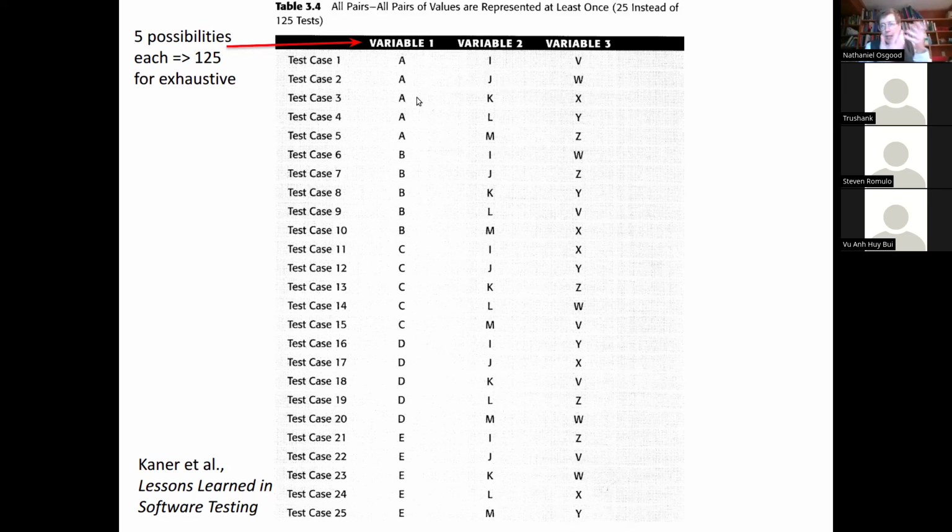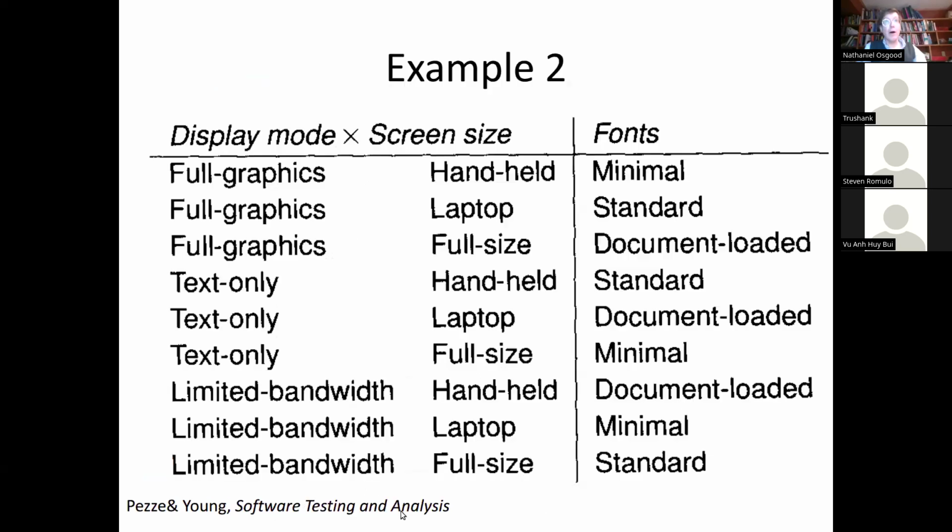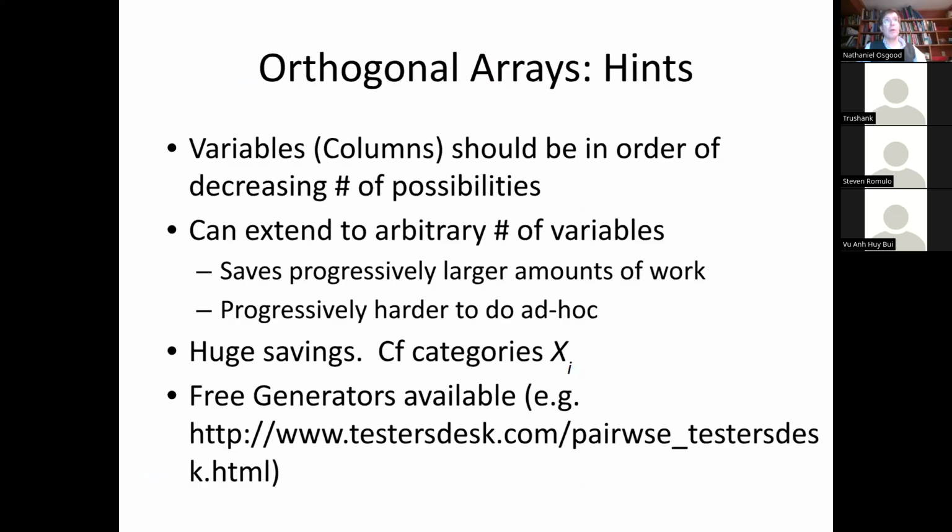Testing all pair values allows us to test all pairs of variable 1 and variable 2, while at the same time getting in pairs for variable 1 and variable 3, and variable 2 and variable 3. And so by being clever about it and generating an orthogonal array, you test all possible pairs. Variable 1 and variable 2, all pairs have been handled. Variable 2 and variable 3, all pairs. Variable 1 and variable 3, all pairs. But I've done so within just 25 test cases rather than 125. Another example here.